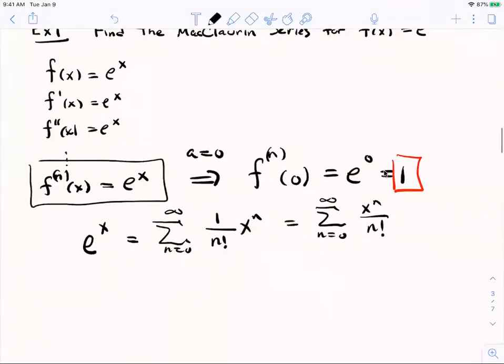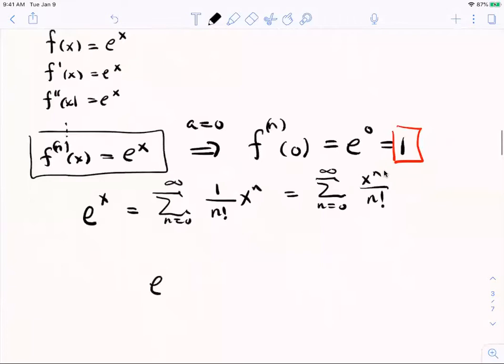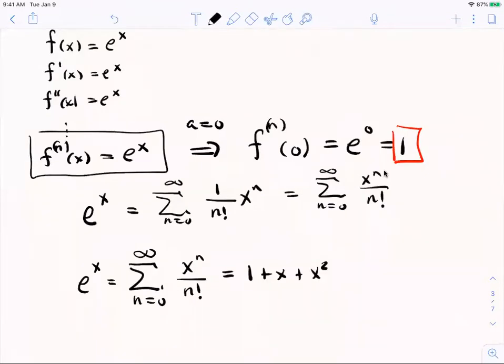All right, and let me summarize it in a kind of a nicer way. E to the x, let me give myself a little bit more room. So e to the x, its Maclaurin series is the sum as n goes from 0 to infinity of x to the n over n factorial. If you want to write a few terms out of that, and I highly recommend that you do, it would start off 1 plus x plus x squared over 2 factorial plus x cubed over 3 factorial, and so on. Yeah, so that's its Maclaurin series.